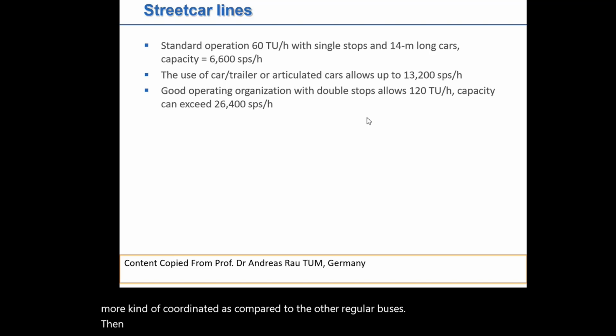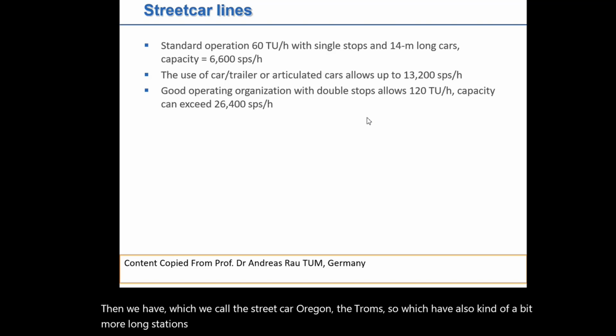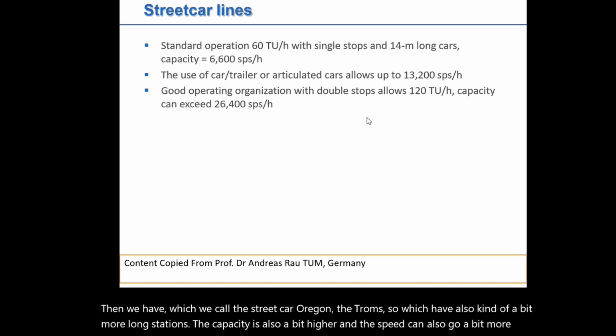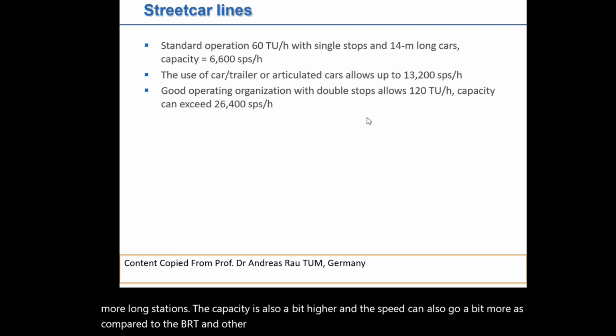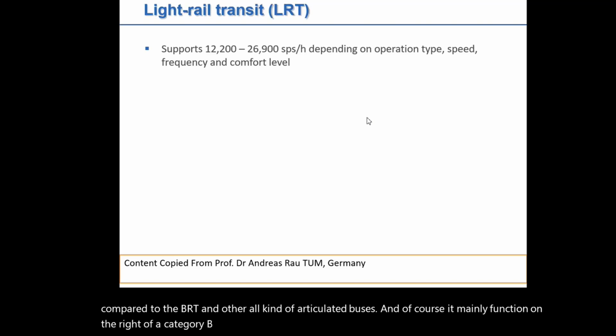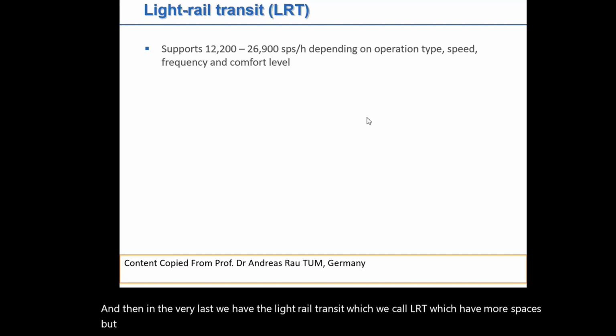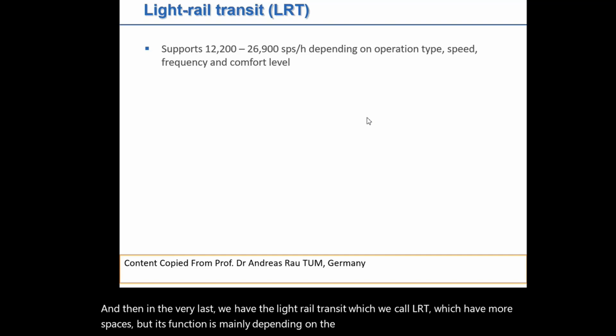Then we have what we call the streetcar or the trams, which have also a bit longer stations. The capacity is also a bit higher, and the speed can also go a bit more as compared to the BRT and other articulated buses. And of course, it mainly functions on right of way category B and C. And then at the very last, we have the light rail transit, which we call LRT, which has more space, but its function mainly depends on the operation type, frequency, and comfort level.